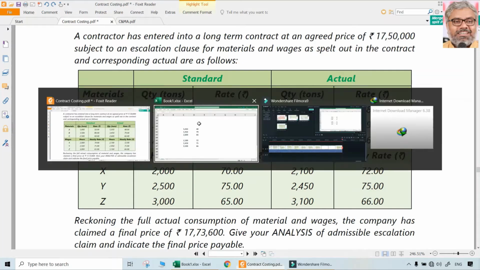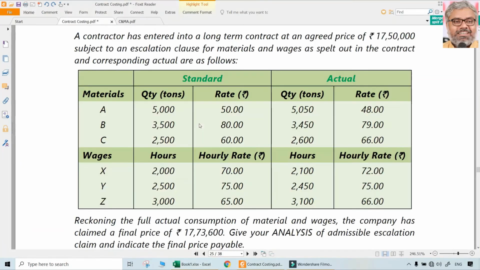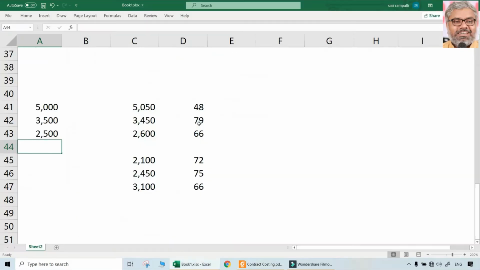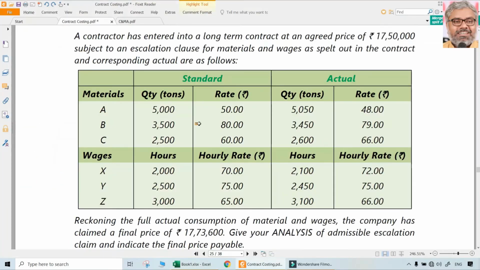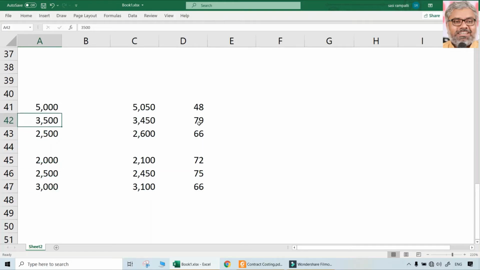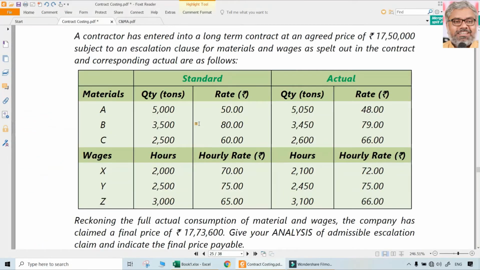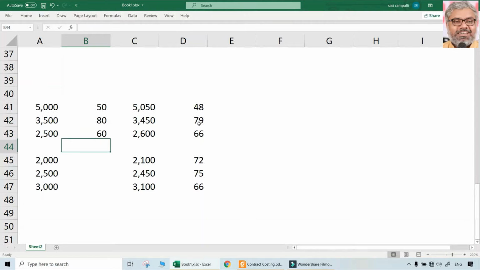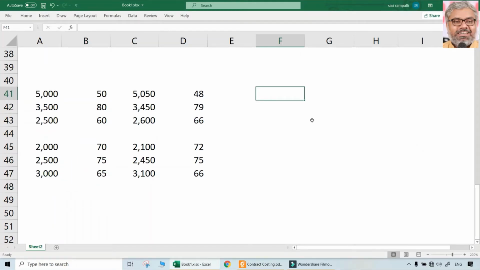For that purpose, let us take the standard quantities also here. Just copy paste the entire question for convenience. These are for materials, and 2000, 2500 and 3000 for labor. These are the standard things. Now the rate 50, 80, 60, then 70, 75, 65. So from this, what the contractor was trying to show the contractee is that his cost has increased from what was originally projected.